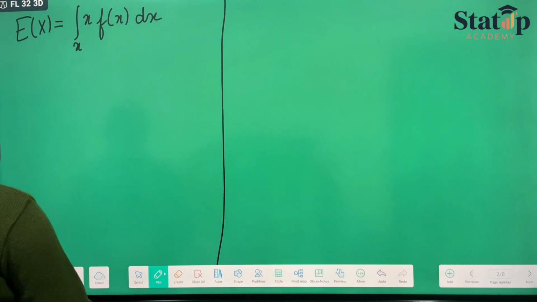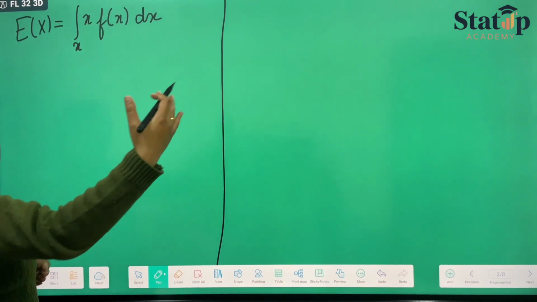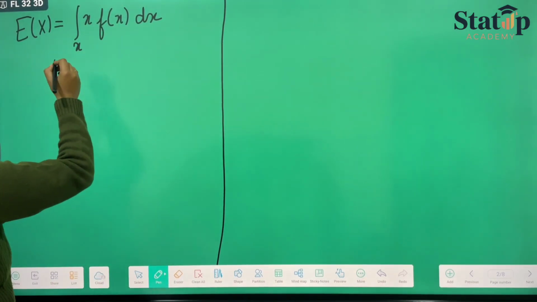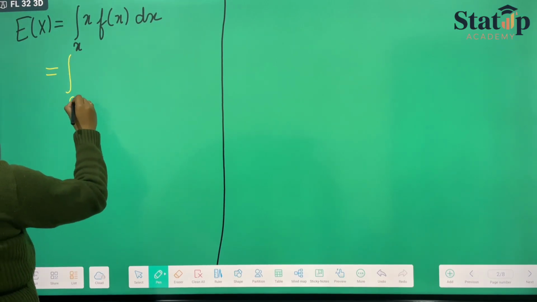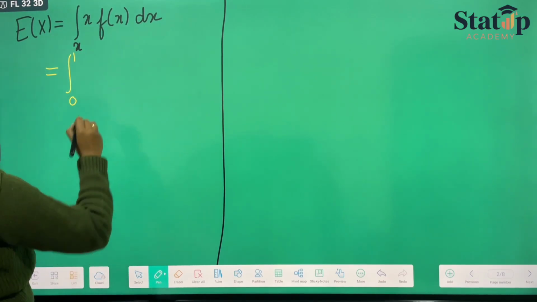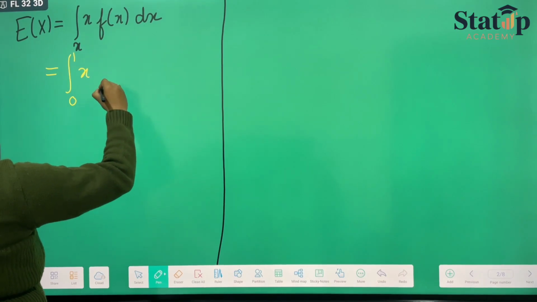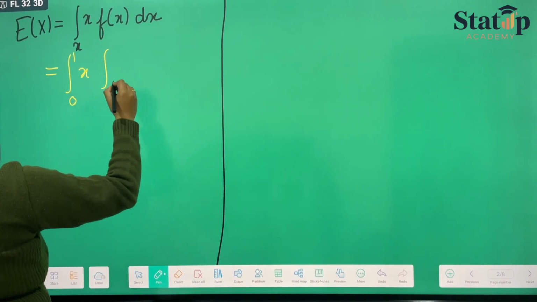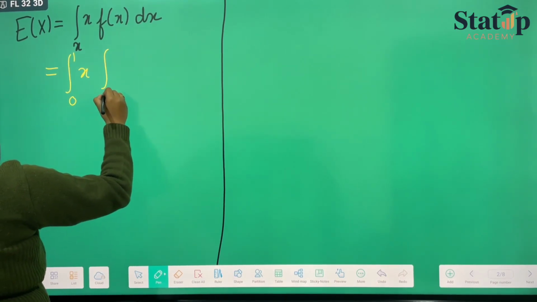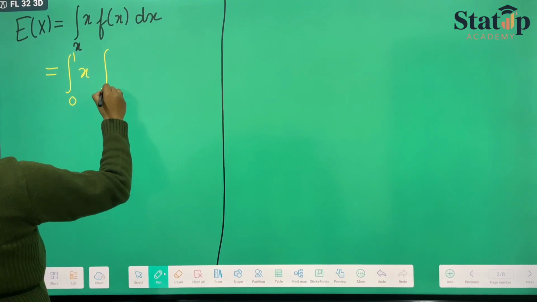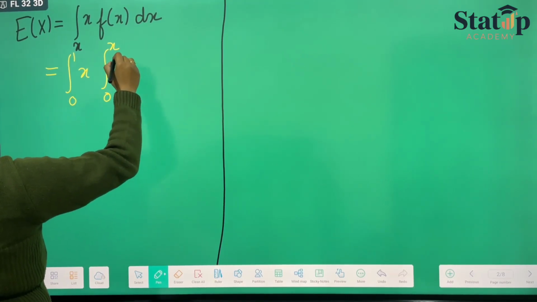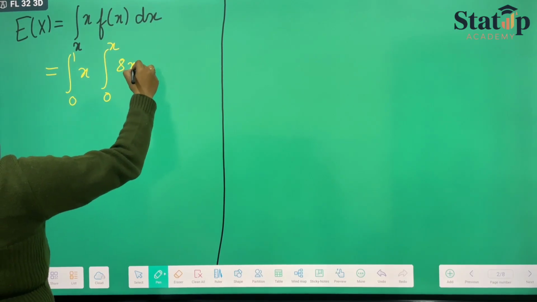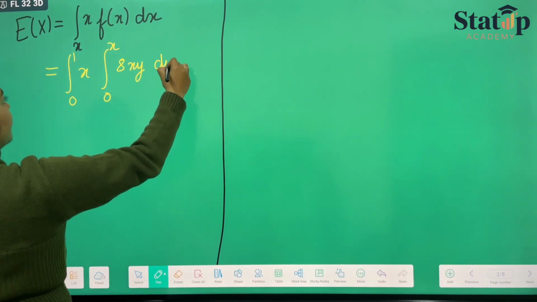First of all, we have to calculate fx. Instead of calculating it differently, we can calculate it here as well. If we put the limits of x from 0 to 1, we are taking x into fx. Fx is nothing but integration over y, from 0 to x, of fxy, which is 8xy dy.